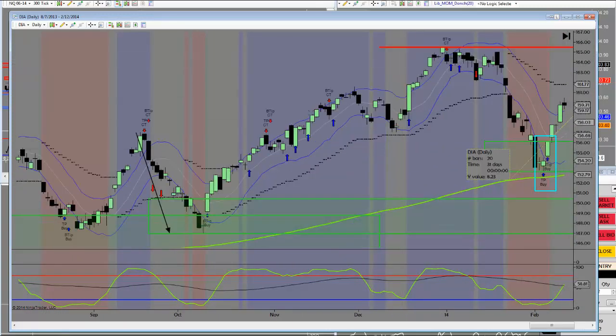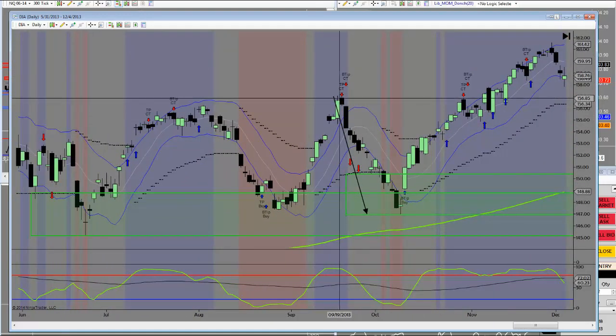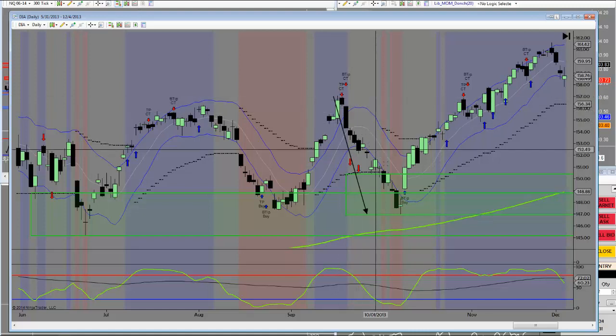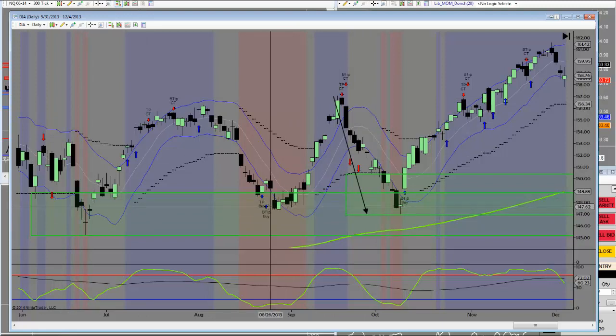Now, how significant can that be? Well, let's look left. Here's the swing high from 9/18 of last year. Market retraces. Look left. We pulled back into structure support.